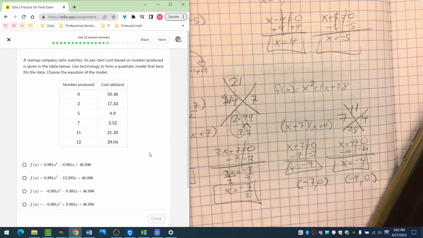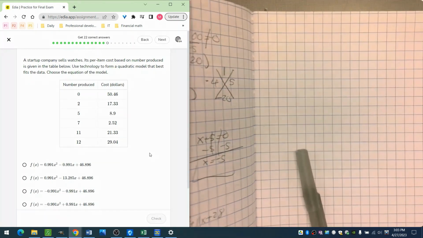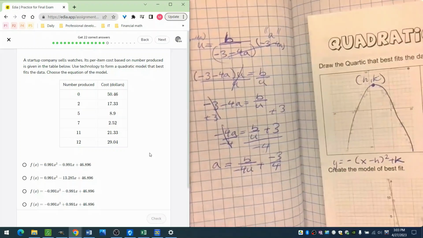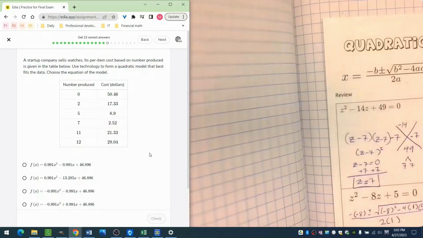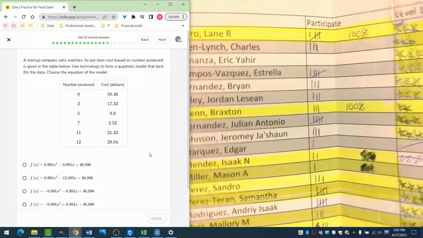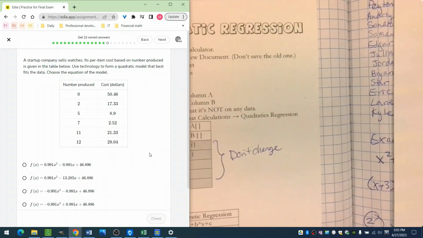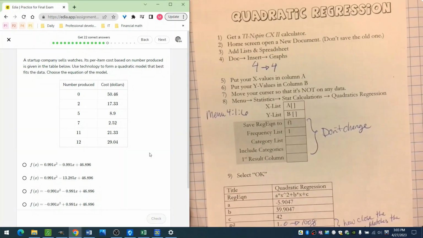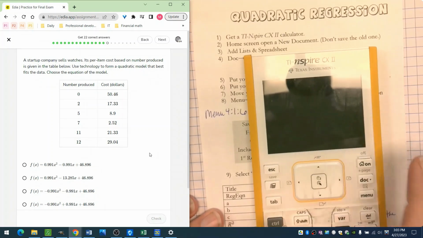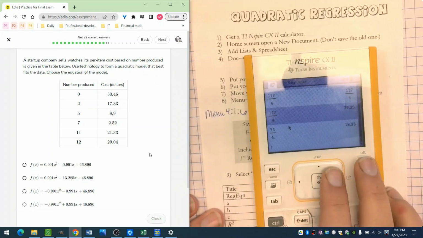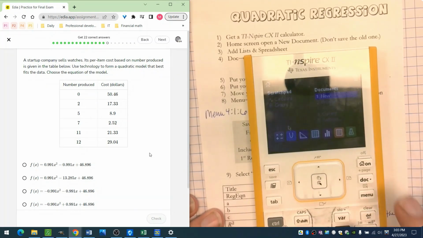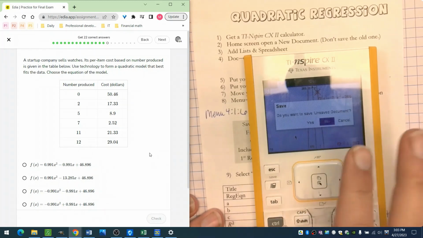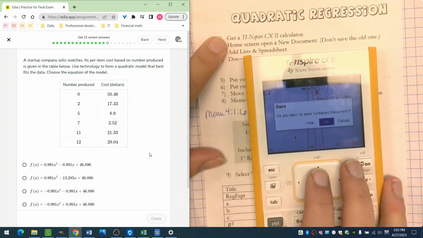This one you're going to need your calculator. You're going to be following, where's my page? You're going to be following this page. I'm going to turn it on, get a new document. We're not going to save anything that's there. I'm going to follow these steps exactly.